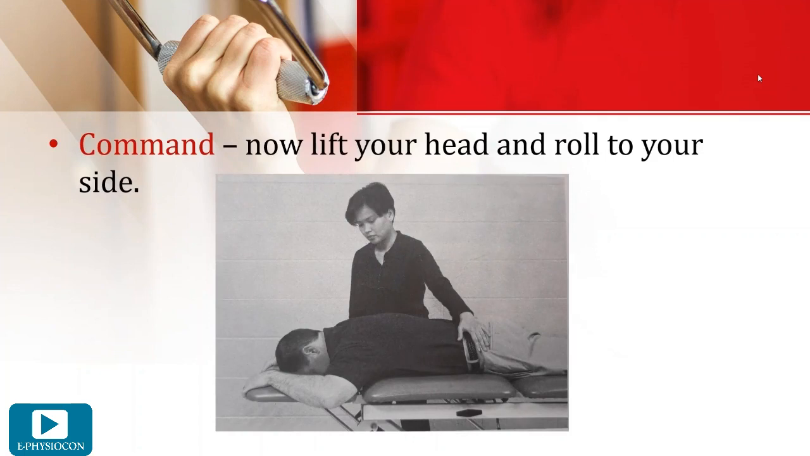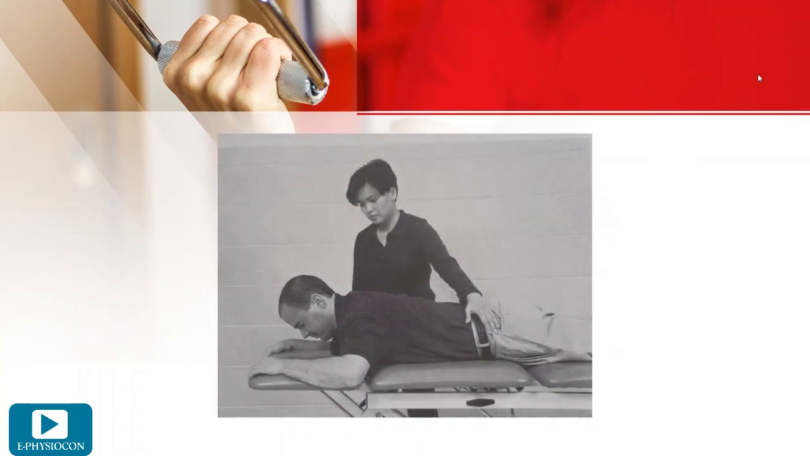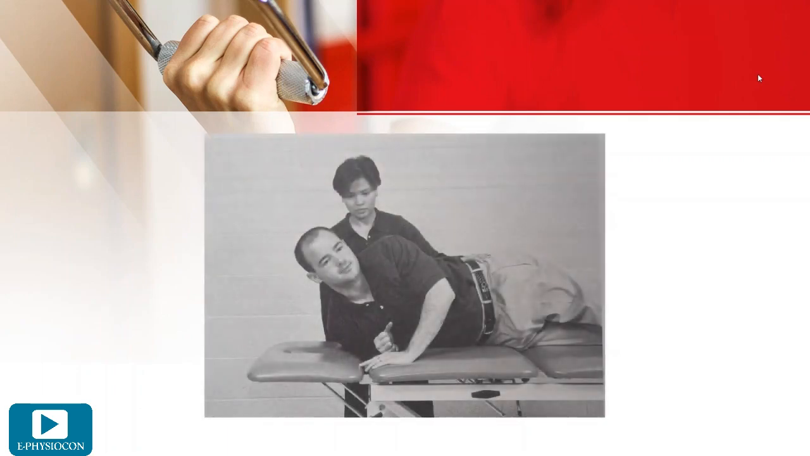As we see in the pictures, the patient is positioned prone, shoulder abducted to 90 degrees and elbow flexed to 90 to 100 degrees. Then we command the patient, now lift your head and roll to your side. So the patient is lifting the head into extension and rolling to one side.